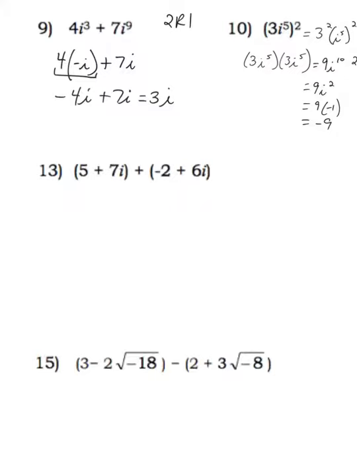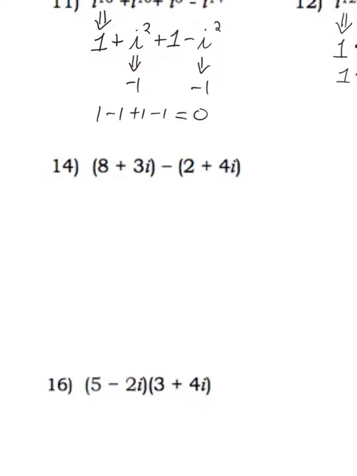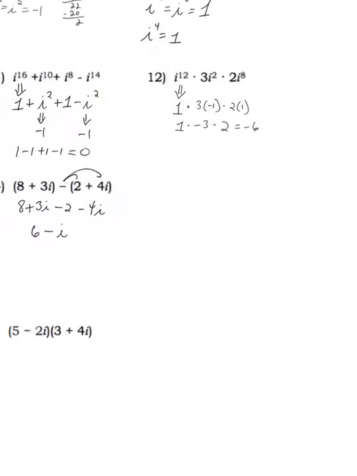In this case, we are adding complex numbers. I don't really need to do anything to get rid of these parentheses because I have a positive, so I can combine like terms. 5 combined with -2 is 3. 7i combined with 6i is 13i. For number 14, I have to distribute my -2 and then combine my real numbers and then combine my imaginary numbers for 6 minus i.